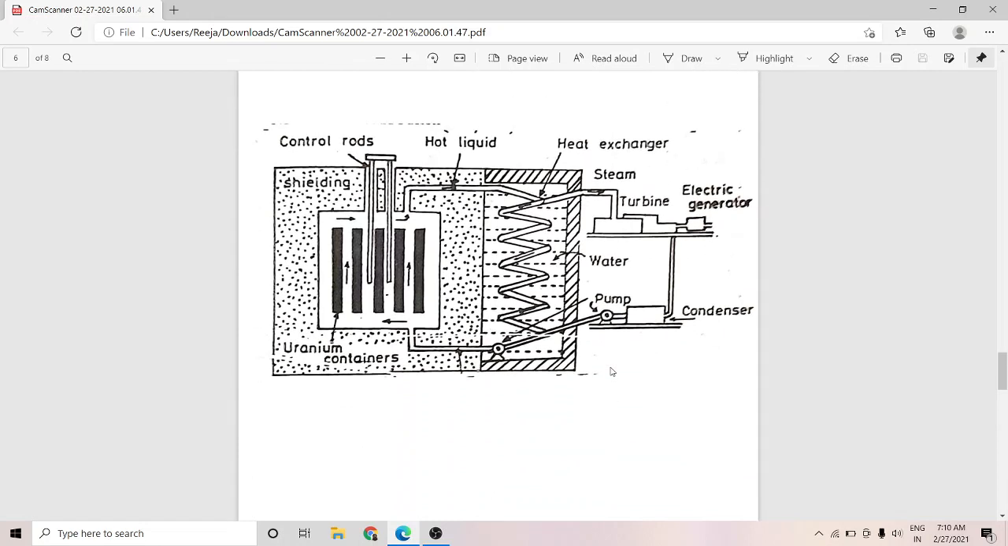So this is the schematic diagram of a reactor. So here these are the fuel rods. This represents the control rod which can be pushed in or pulled out. Then the hot liquid is circulated here, and there is a heat exchanger system, and this represents the turbine of our electric generator.